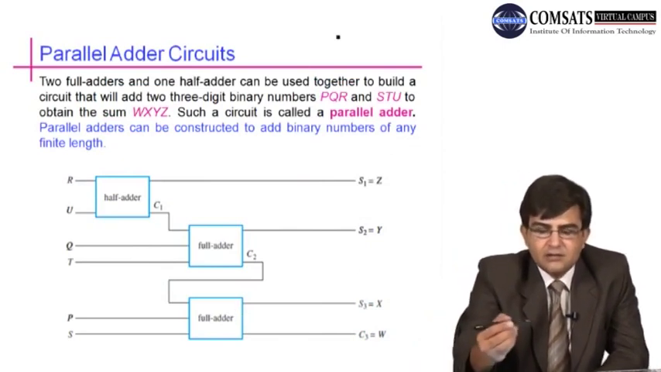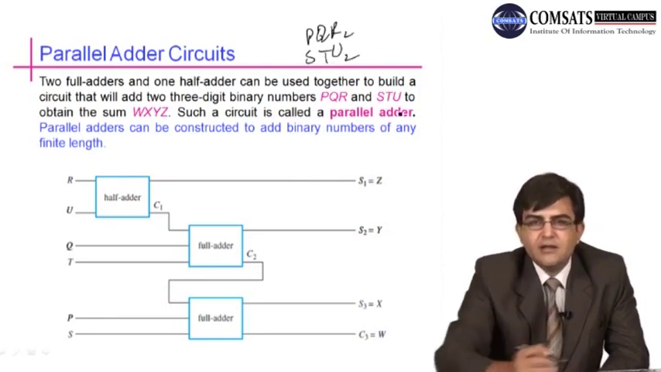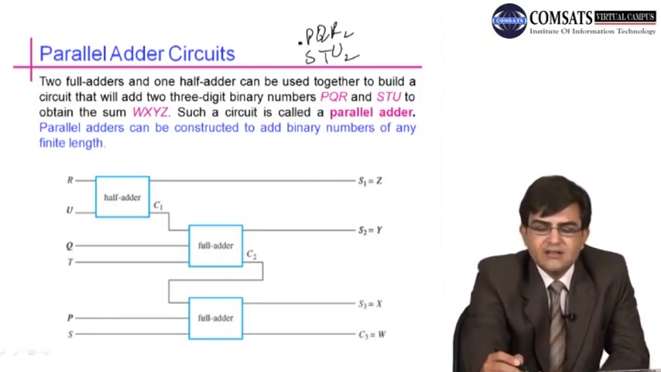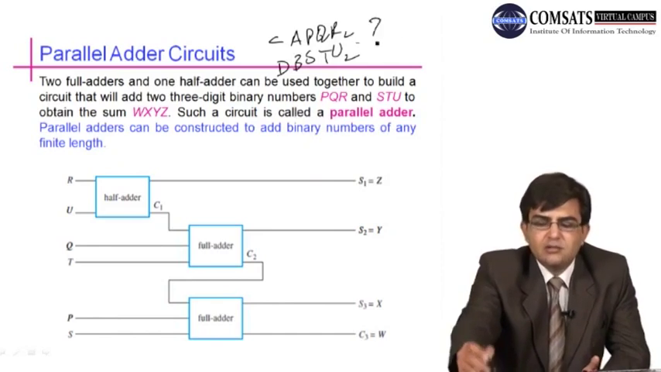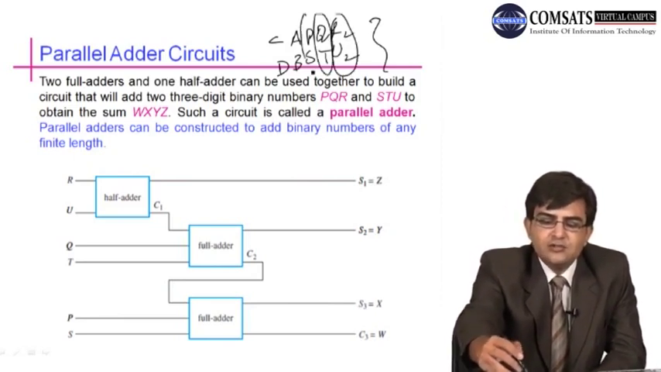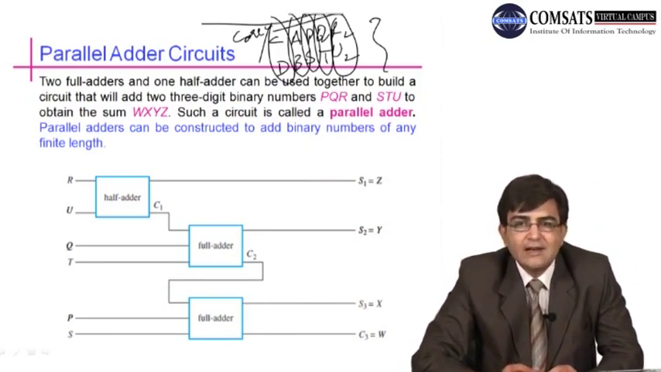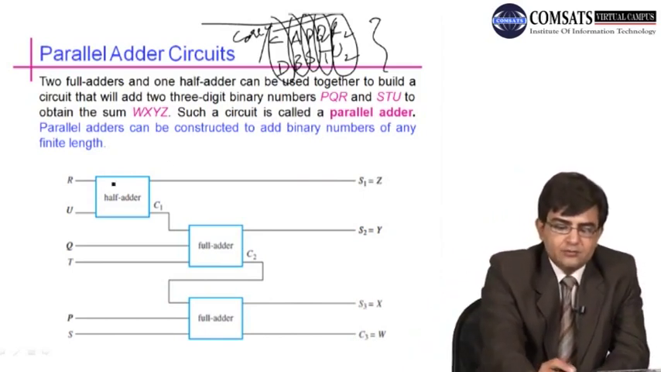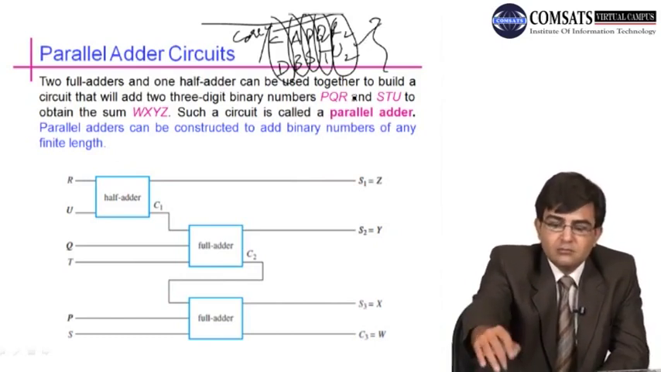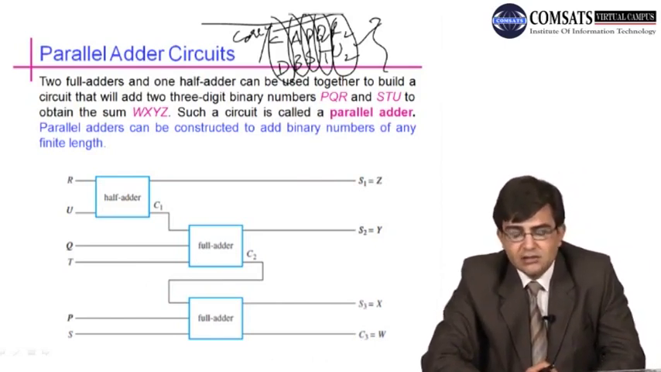For example, if we have two binary numbers, PQR base 2 and STU base 2, or we can take A, B, C, D, binary numbers of any length, how do we add these numbers? For the first column we use a half adder, and for the remaining columns we use full adder circuits, because we might have a carry. So to add two binary numbers of any length we use parallel adder circuits.